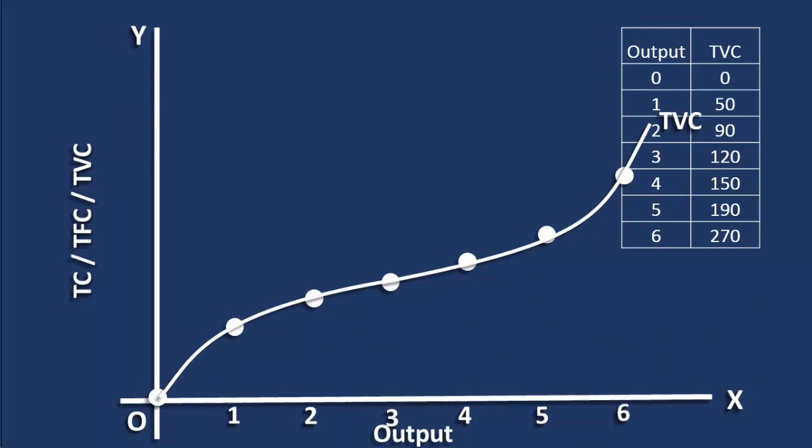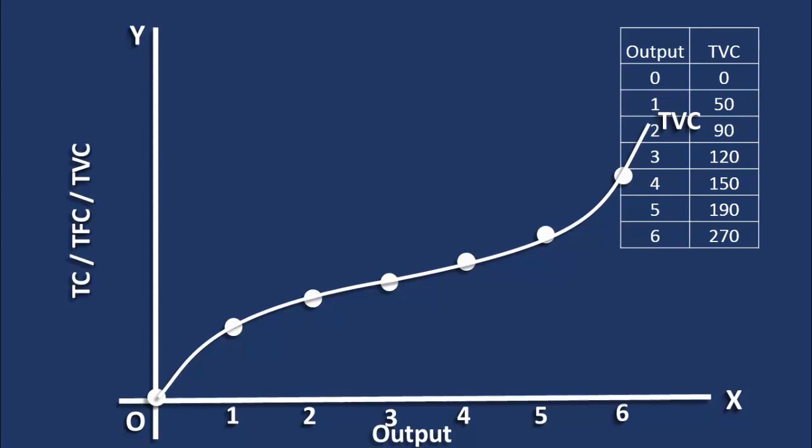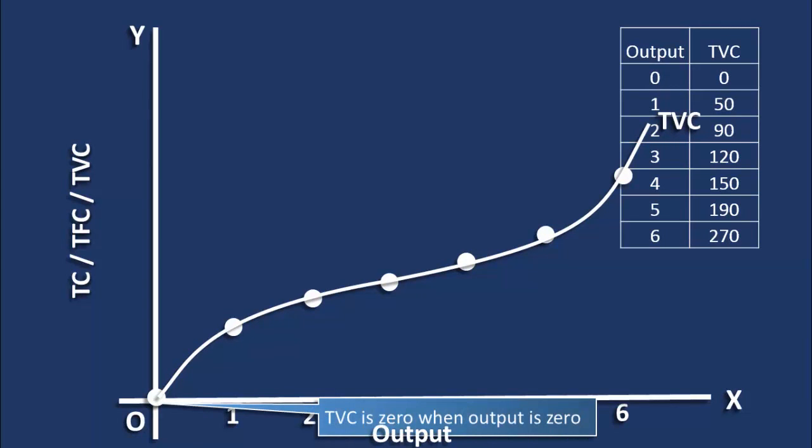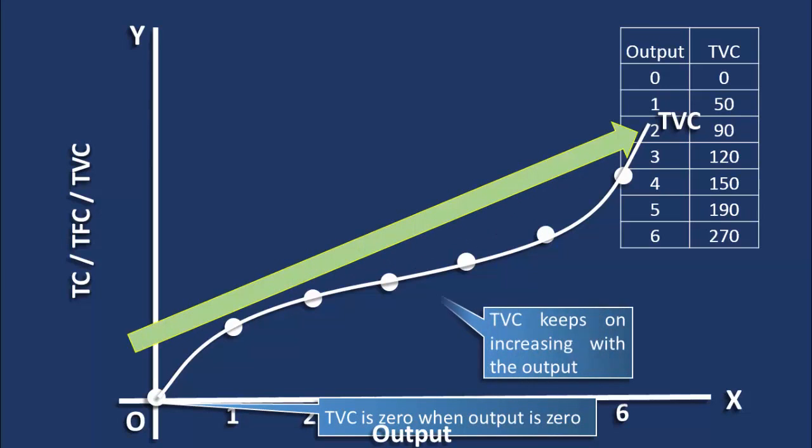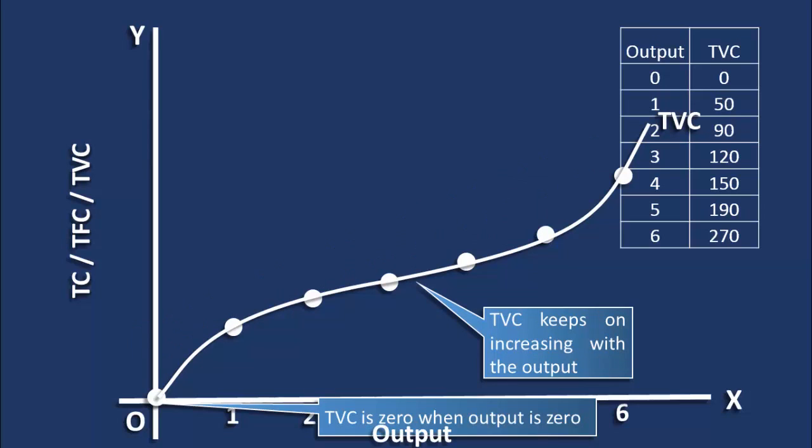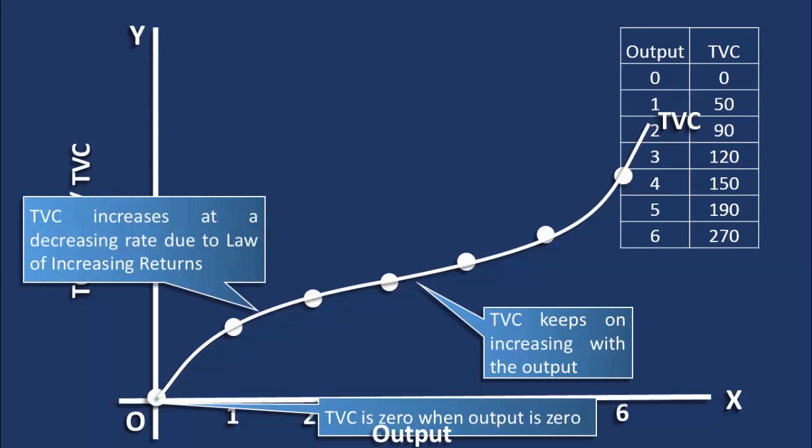The important points to be noted here are: total variable cost is 0 when output is 0. Total variable cost keeps on increasing with the output. Total variable cost increases at a decreasing rate due to the law of increasing returns. So the curve is concave downwards at the beginning.